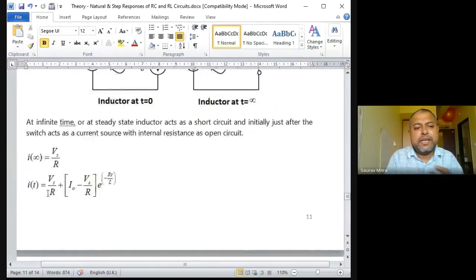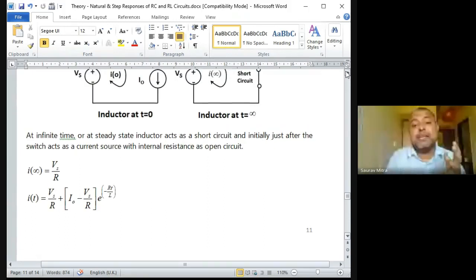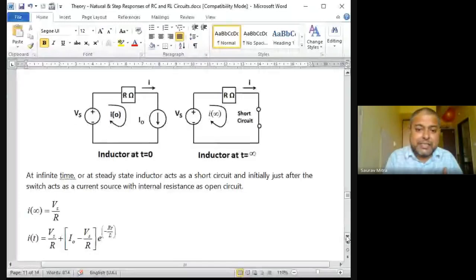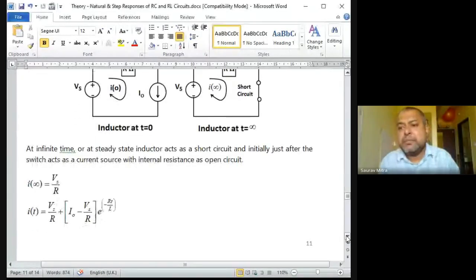So i(t) is equal to I0, that is Vs by R. Sorry, Vs by R. Vs is the supply voltage. Final proof is not given, directly I have given you the answer. I0 is the initial current. If the inductor was holding some current initially, then when I connected the inductor, it already had some current stored in it from its previous operation.